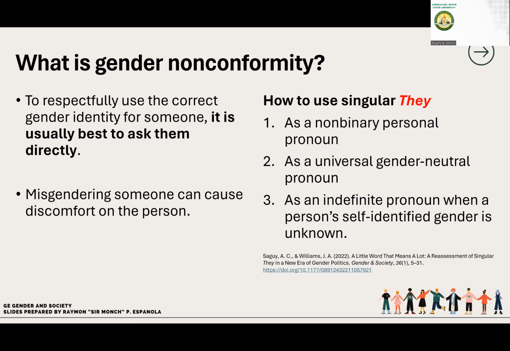Also, we use singular they as a universal gender neutral pronoun. Okay? So if we don't know the gender identity of a person, it's always best to address them as they or them. And also, if we are not sure of the person's self-identified gender or gender identity, if it's unknown, we use singular they. Okay?